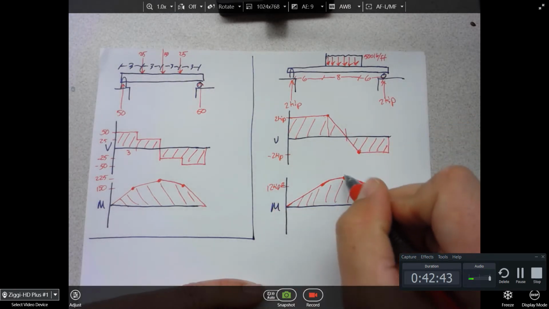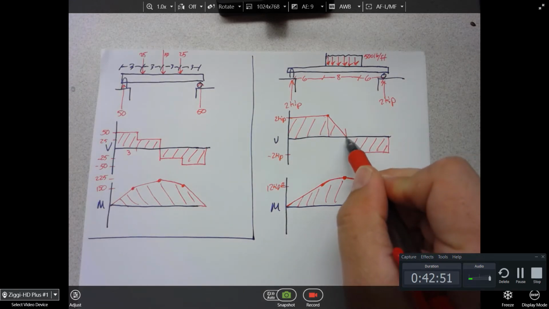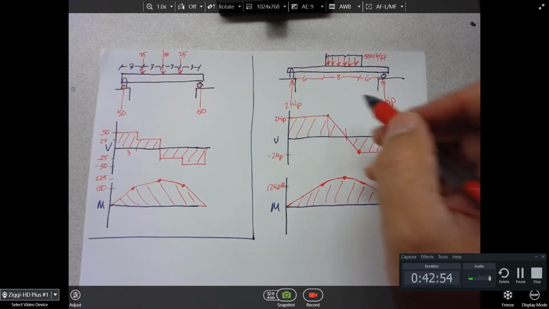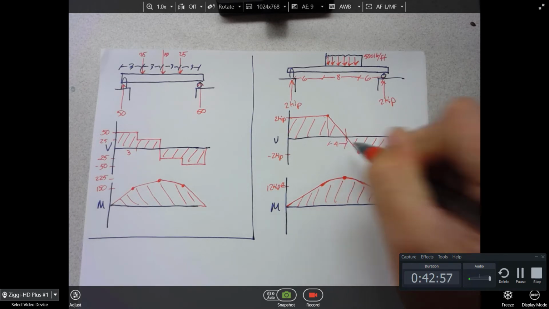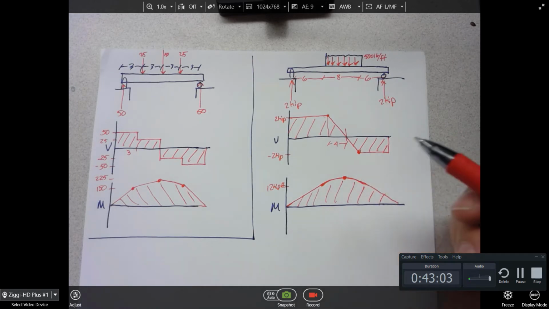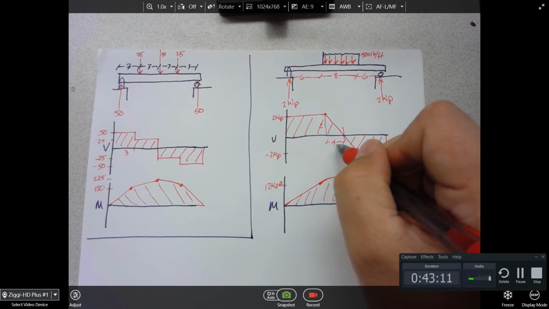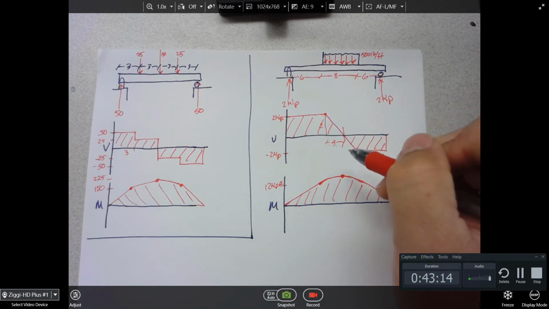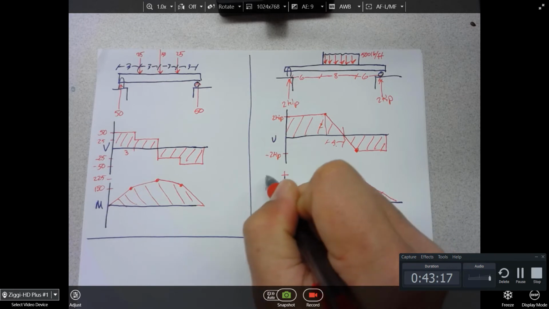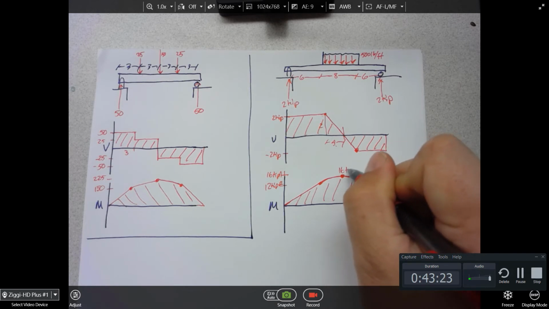12 kip feet. How do I figure out what this point is? Okay, so it's where V is 0. So I could figure out the change here. I know that this is probably 4 feet in, so I'm just finding the area of a triangle where one side is 4, one side is 2. So it's 2 times 4 divided by 2, which is just 4. So I'm going to go up to 16 kip feet. That is my maximum bending moment.